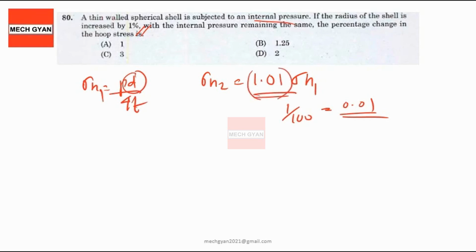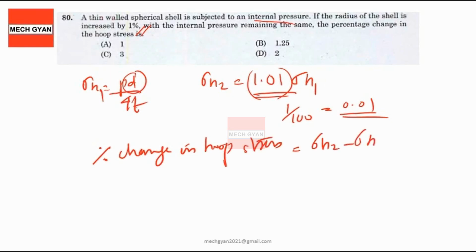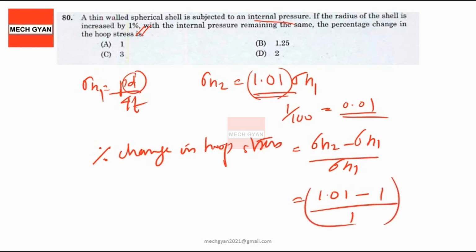Now they have asked for the percentage change in hoop stress. Percentage change in hoop stress is given by sigma H2 minus sigma H1 by sigma H1, that is equal to 1.01 minus 1 by 1, which is equal to 0.01, that is equal to 1%. Answer is A.